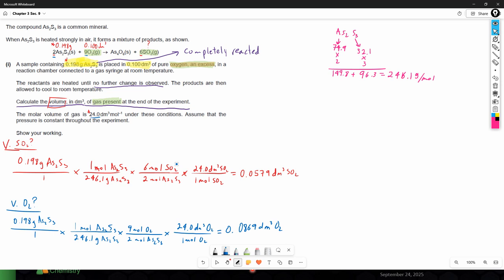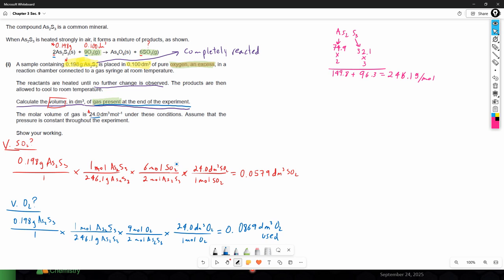So that means that this much As2S3 needs this many dm cubed of O2 to react. Meaning, this is 0.0869 dm cubed of oxygen used. This is how much oxygen we used. Notice that we're calculating how much gas is present at the end of the experiment. Meaning we don't want to know how much oxygen we used. We want to know how much oxygen is left over.